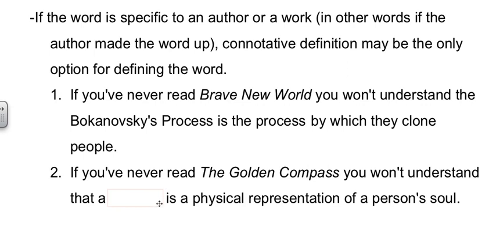And if you've never read The Golden Compass, you won't understand that a daemon, spelled D-A-E-M-O-N, is a physical representation of a person's soul. It represents as an animal, and so everybody has one of these things running around with them. But again, if you haven't read The Golden Compass, you're not going to put that together.